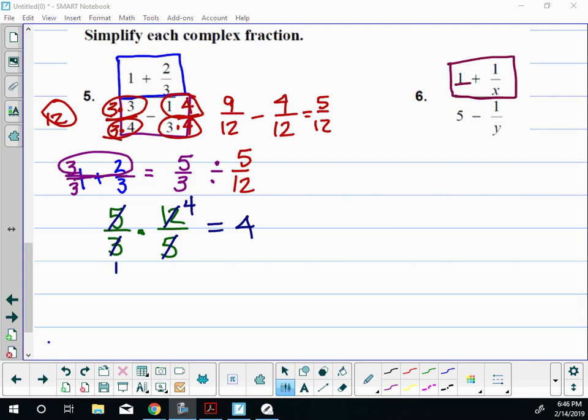So we have two fractions. We have a 1 over 1 and a 1 over x. To get a common denominator, they are both going to have to be x. So on the top, we have x plus 1 over x. On the bottom, we have a 5 over 1 and a 1 over y. So our common denominator is going to be y. So multiply 5 by y over y. So that's going to give me 5y minus 1 over y.